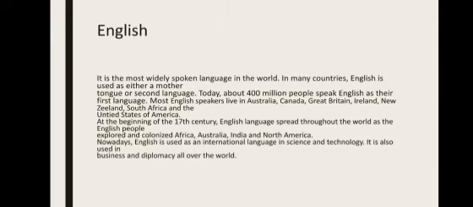At the beginning of the 17th century, English language spread throughout the world as the English people explored and colonized Africa, Australia, India, and North America. Nowadays, English is used as an international language in science and technology. It's also used in business and diplomacy all over the world.